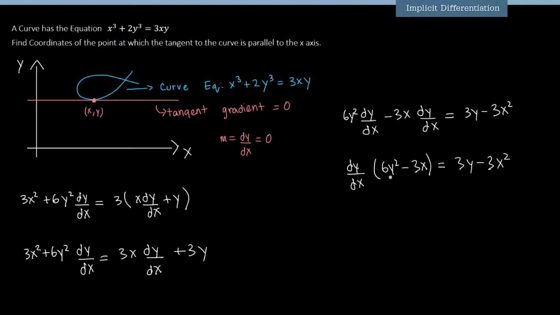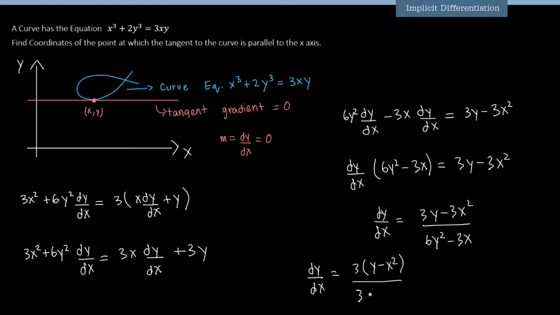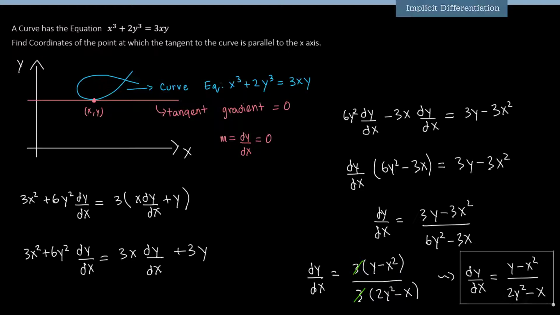Now dividing both sides of the equation by 6y squared minus 3x would give me dy upon dx equals 3y minus 3x squared divided by 6y squared minus 3x. I could simplify this further by factoring out 3 in the numerator and in the denominator, and that would give me dy upon dx equals 3 times y minus x squared divided by 3 times 2y squared minus x. This 3 and this 3 cancel each other out, and I am left with dy upon dx equals y minus x squared divided by 2y squared minus x. This is the gradient function of this equation.